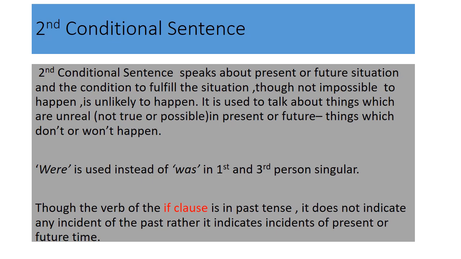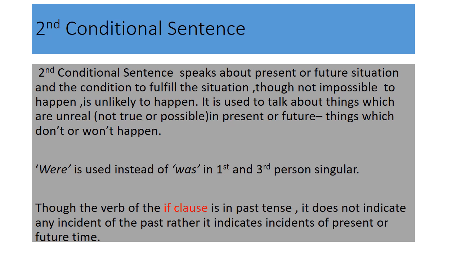Now I will begin with second conditional sentences. At first, you should know what a second conditional sentence is. Second conditional sentence speaks about a present or future situation, and the condition to fulfill the situation, though not impossible to happen, is unlikely to happen. Notice, it talks about a present or future situation and the situation is not impossible to happen, but it is unlikely to happen. It is used to talk about things which are unreal, not true or possible in present or future time, things which don't happen or will not happen.